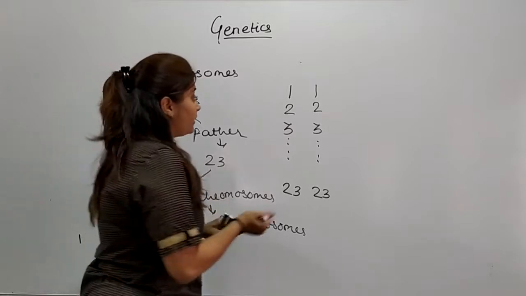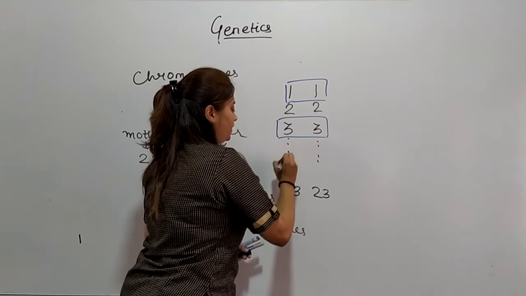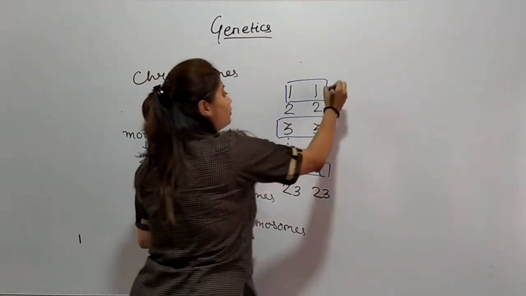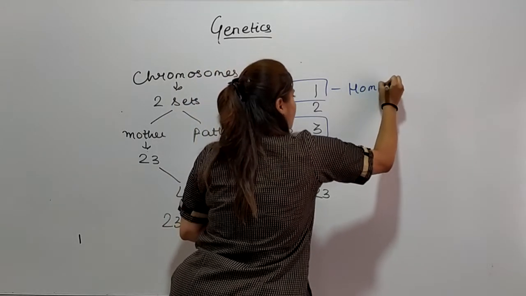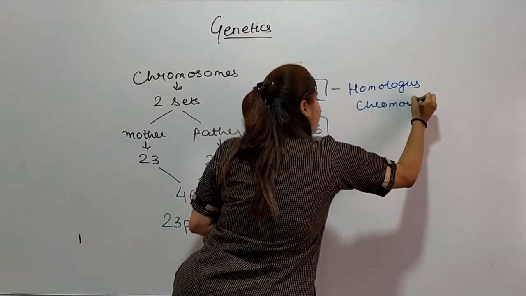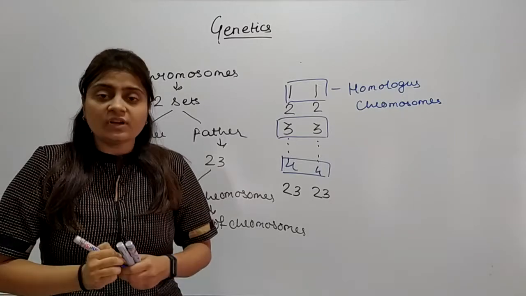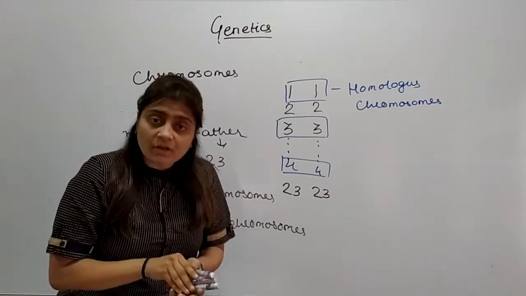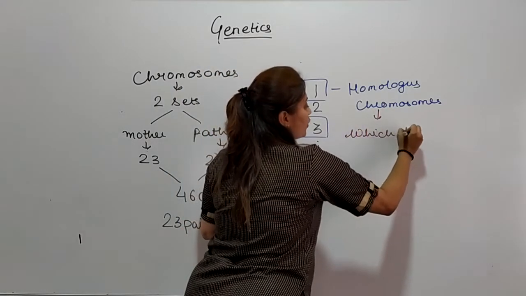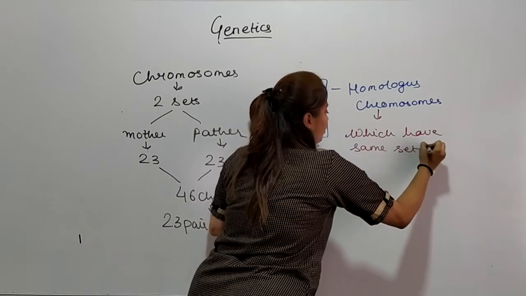These two chromosomes, that is 1 and 1, or 3 and 3, or let's say 4 and 4, are known as homologous chromosomes. If I want to define homologous chromosomes, hear it very clearly: homologous chromosomes are those chromosomes which have the same set of genes.